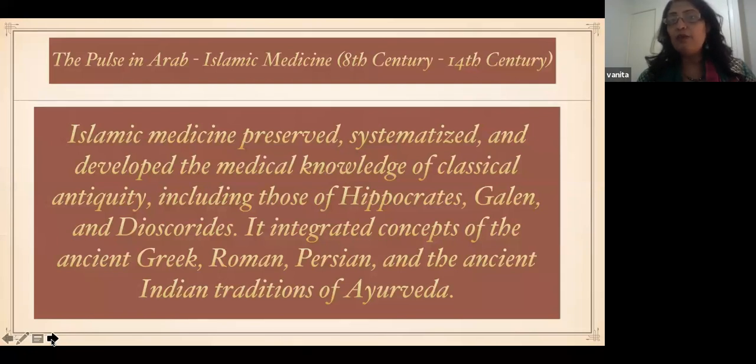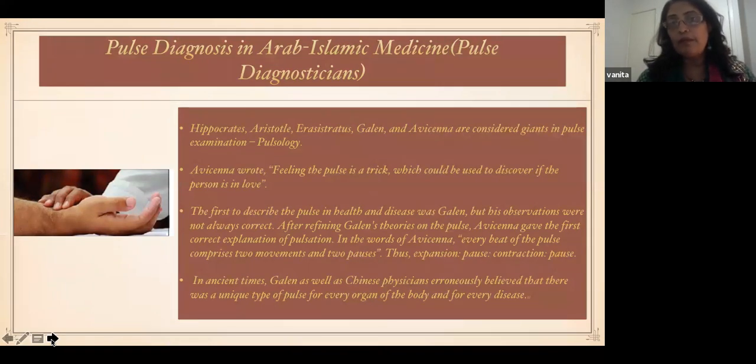So what is the pulse in Arab-Islamic medicine? It was practiced from the 8th century to the 14th century. Islamic medicine preserved, systemized, and developed the medical knowledge of classical antiquity, including that of Hippocrates and Dioscorides. It integrated concepts of ancient Greek, Roman, Persian, and ancient Indian traditions of Ayurveda. In those times, there were people called pulse diagnosticians, named Hippocrates, Aristotle, Erasistratus, Galen, and Avicenna, one of the main popular names, who did pulse examination for diagnosing and assessing patients.